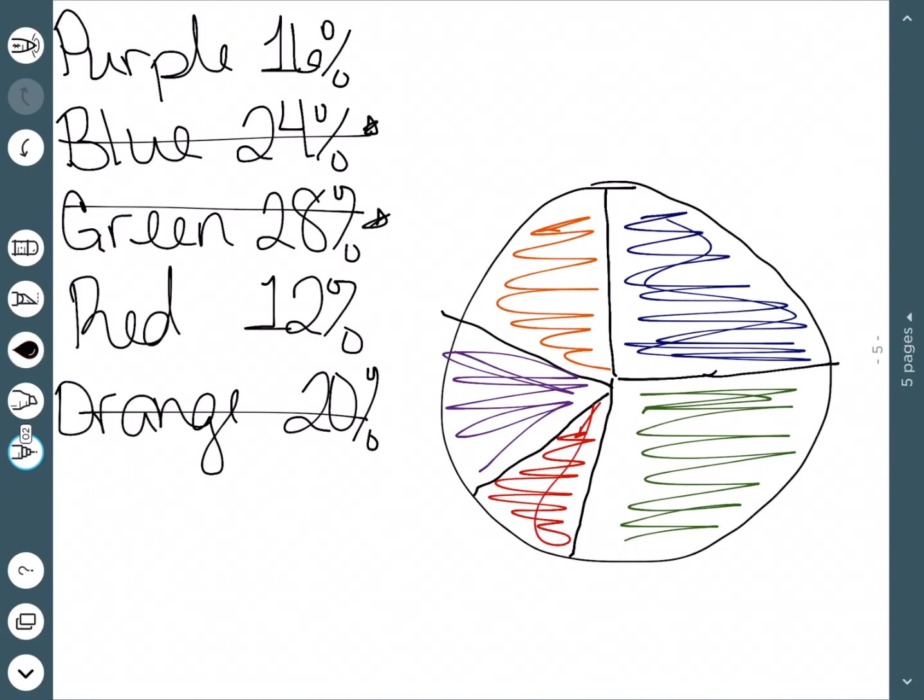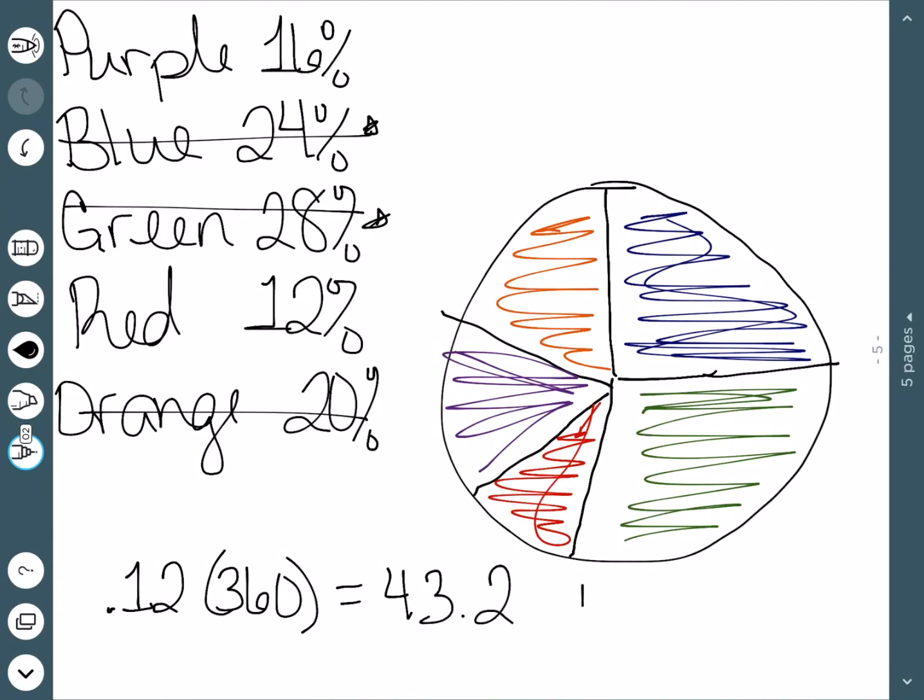In general, we could have made these exact. For instance, red is 12% times 360 degrees in a circle. And if we do that, we would get 43.2. So if we wanted to do red, we should do 43.2 degrees if we wanted to make this more exact.